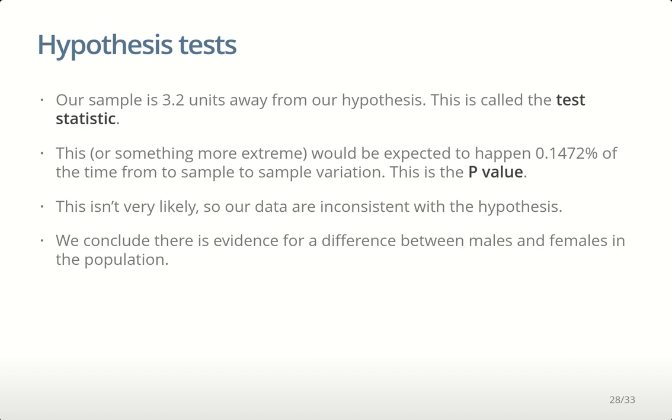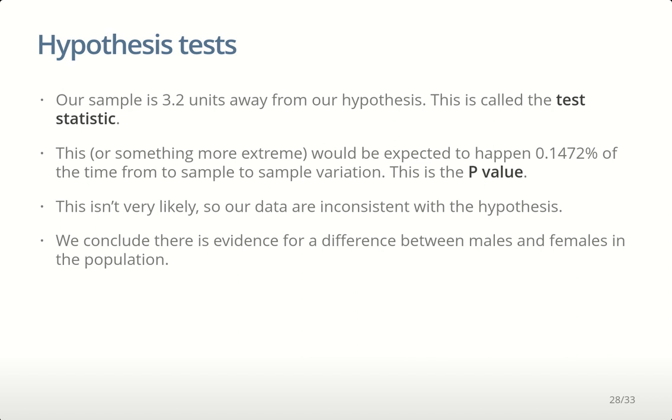So this is our particular sample, and our sample, or something more extreme, would be expected to happen very infrequently, hardly ever, due to sample variation. And this isn't very likely. It's a low p-value, so our data are inconsistent with the hypothesis. Therefore, we conclude that there's a difference between male and female in the population.